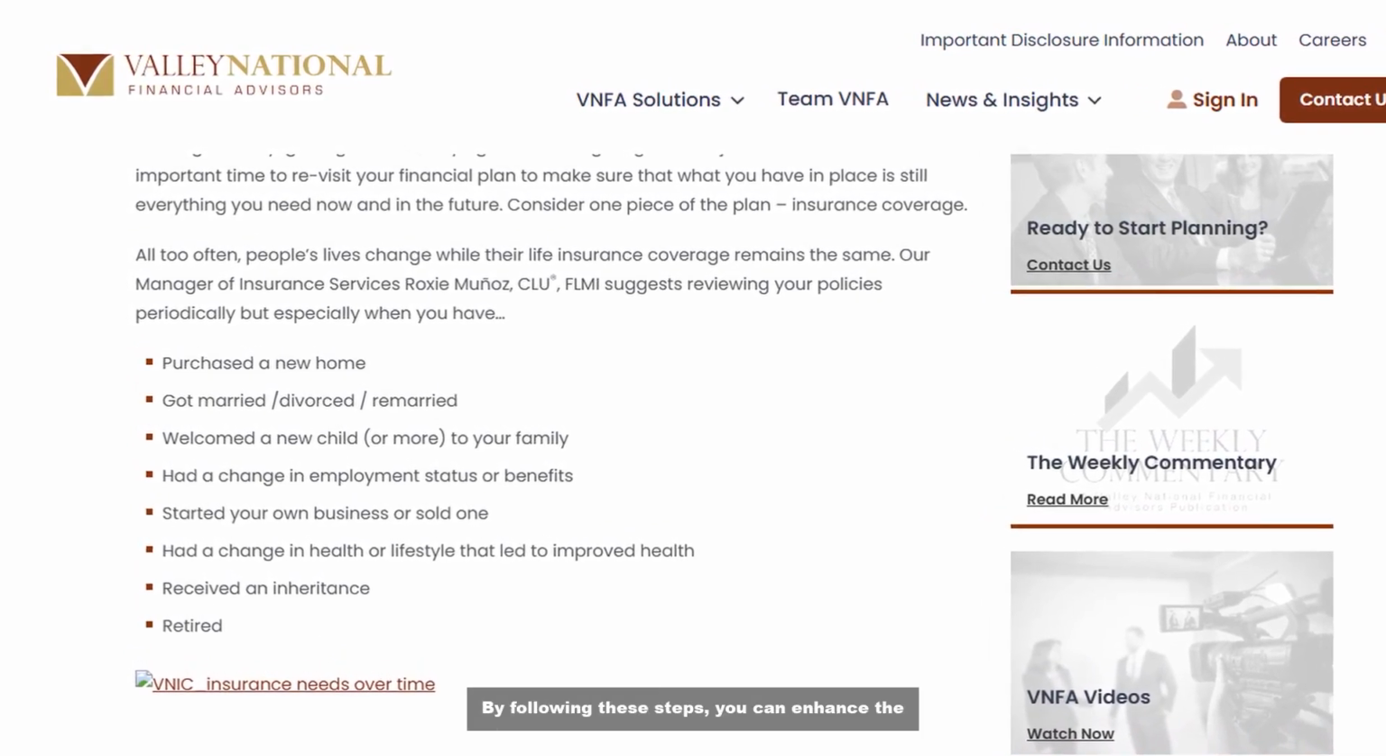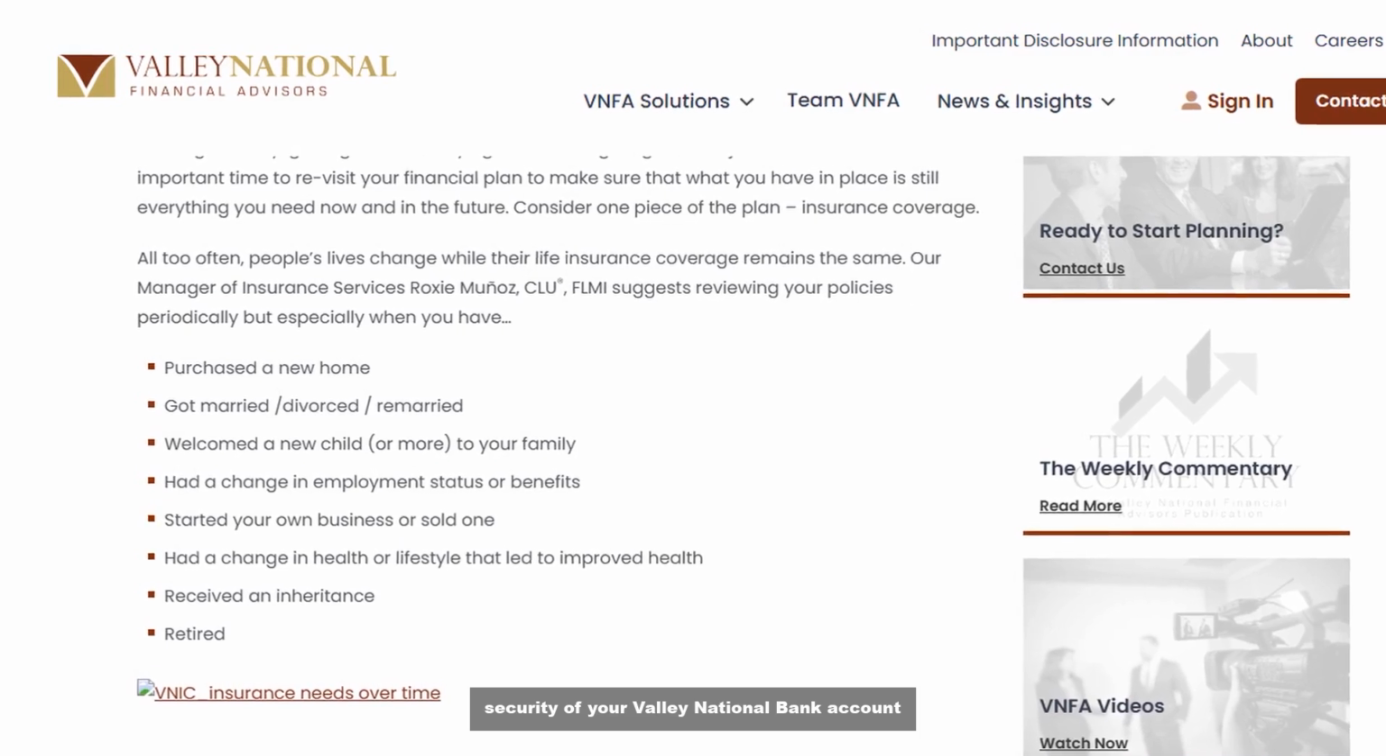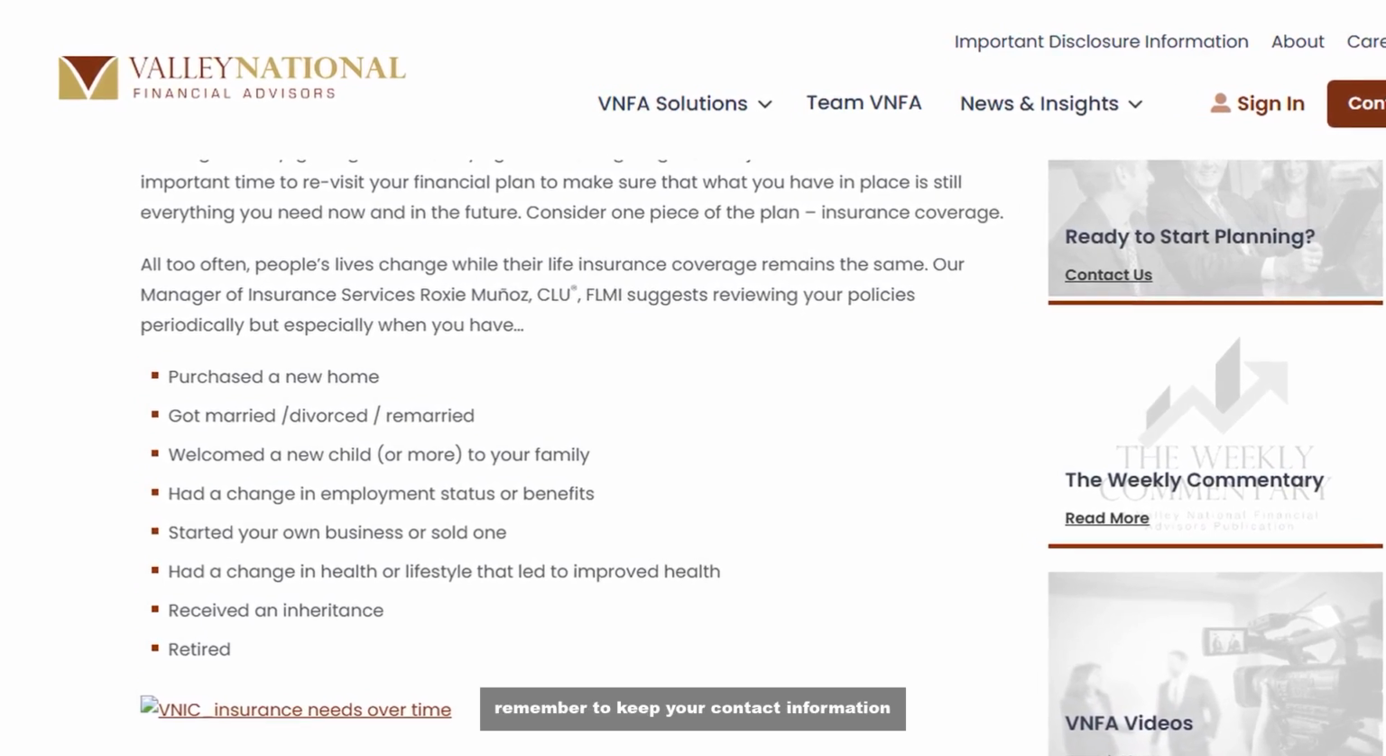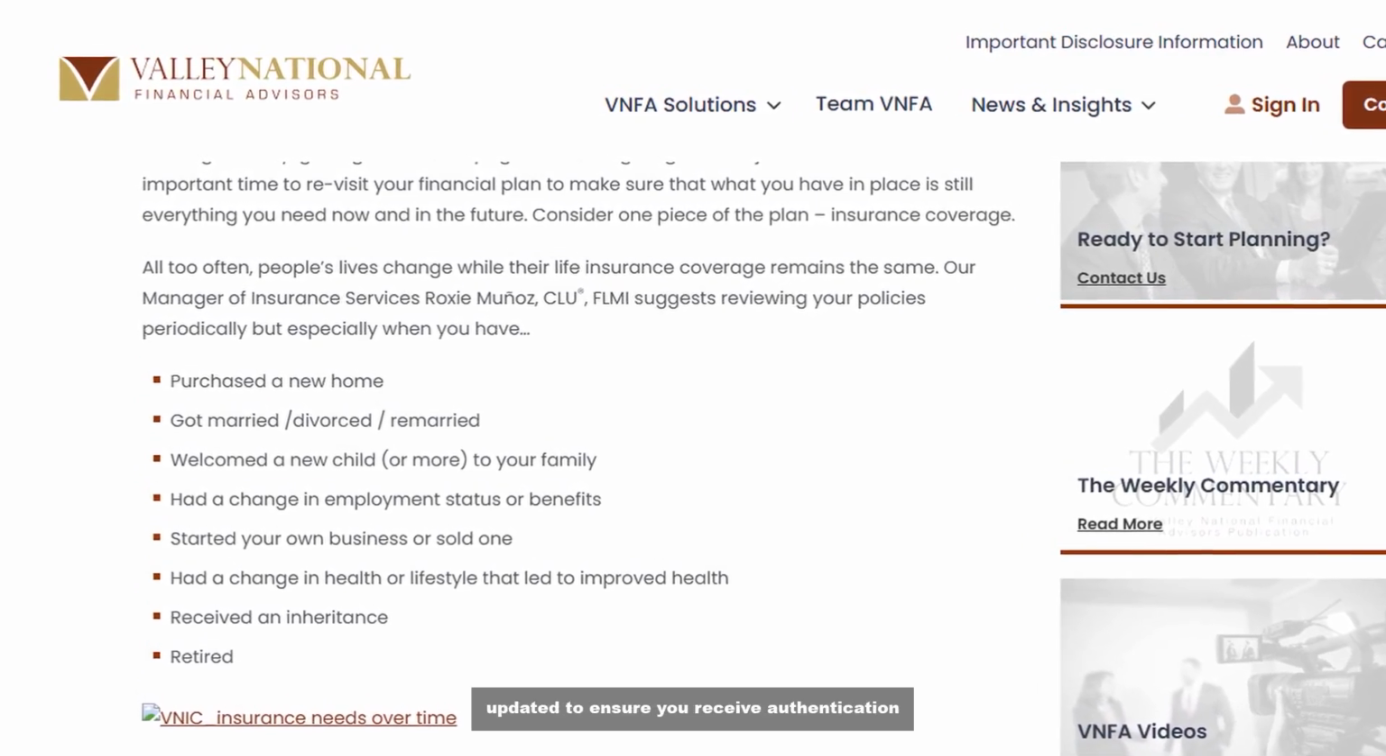By following these steps, you can enhance the security of your Valley National Bank account with two-factor authentication. Always remember to keep your contact information updated to ensure you receive authentication codes without any issues.